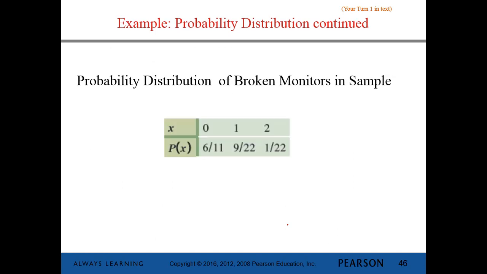And so this is the probability distribution, and that's all you would need to do. Now notice that if you add these up, it adds up to 1. So this is 12 out of 22. 12 plus 9 plus 1 gives us 22.